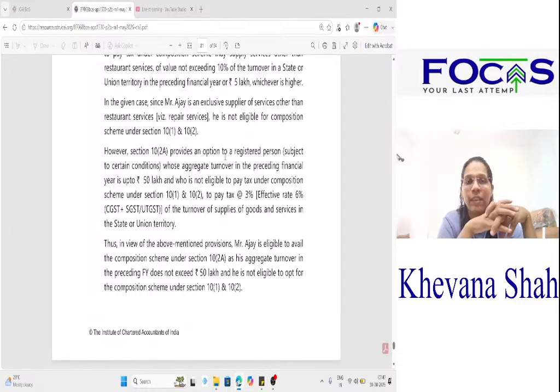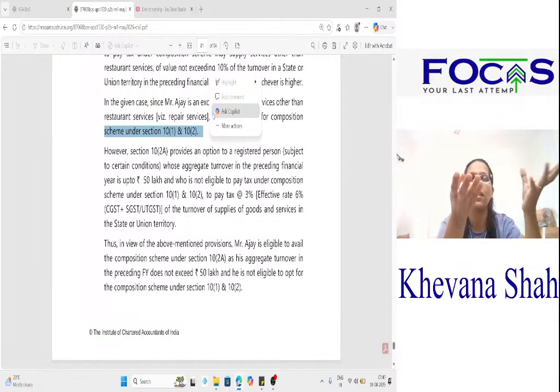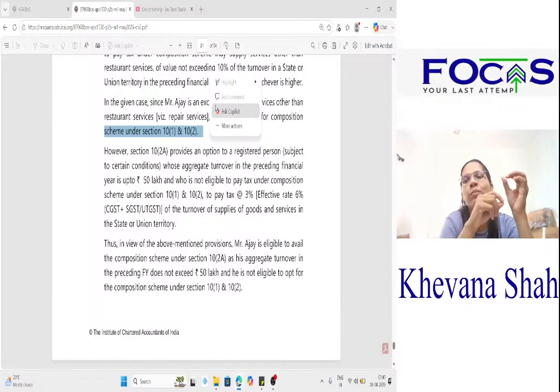Now, in the given case, since Mr. Ajay is an exclusive supplier of services, he is providing services other than restaurant services. He is providing only repair services. So he is not eligible for composition scheme under section 10(1) and 10(2). Since he is providing services other than restaurant services, only repair services, in this case he is not eligible to go for composition scheme under section 10(1) and section 10(2).